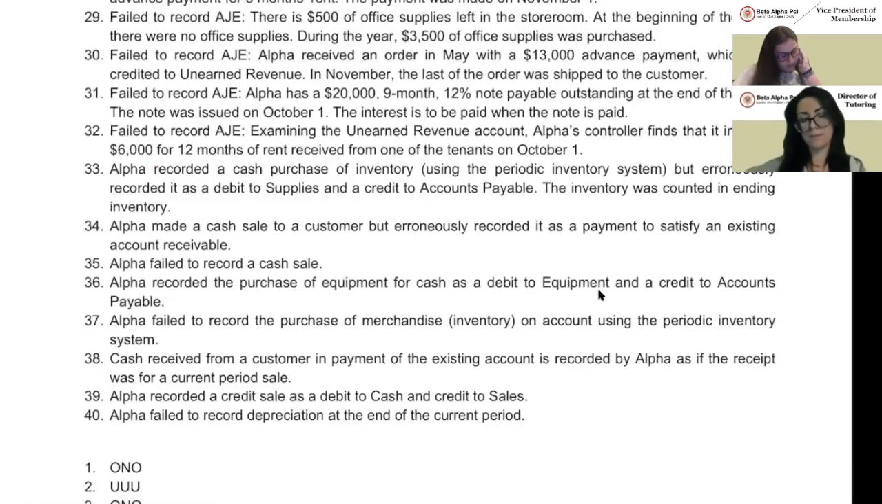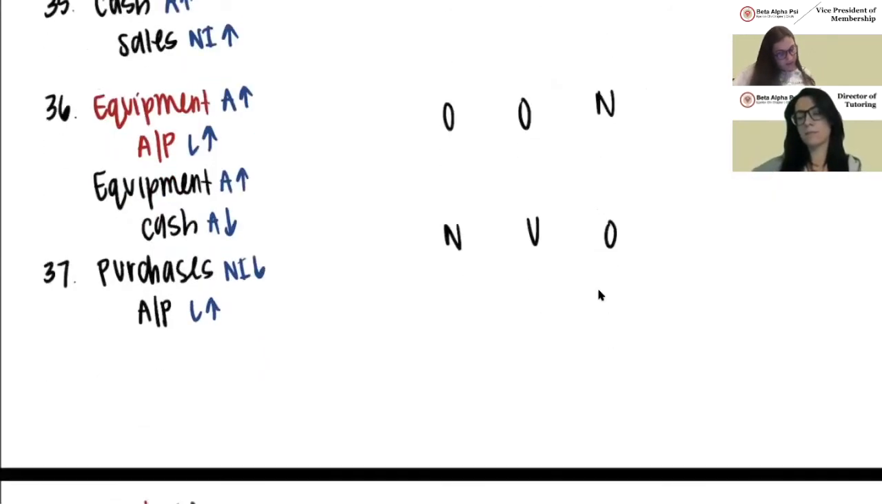All right, 37. Alpha failed to record the purchase of inventory, the purchase of merchandise, which is inventory on account, using the periodic inventory system. So that entry would have been a debit to purchases and a credit to accounts payable, and they just forgot to do that. Purchases are an expense and they lower our net income. Accounts payable is a liability and that increases our liability when we credit it. So neither of these accounts affect our assets, so there's no effect on our assets. Accounts payable never increased our liabilities, so our liabilities are understated. And the purchases never lowered our net income, so our net income is overstated.